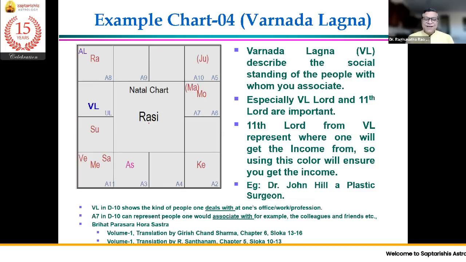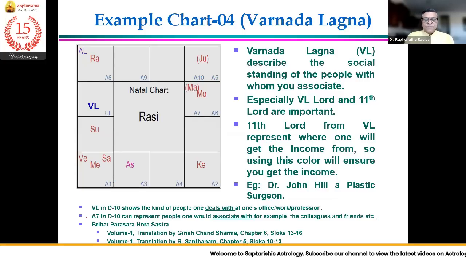If you really want to see whether somebody is making resources for living, I would take this right away. Look at this, especially the Varnada Lagna Lord and 11th Lord are important, right? The 11th Lord from Varnada Lagna represents where one will get income from. So using this color ensures they will get the income for eating, resources, right? The comfortable living. That's what we need to understand. The 11th house from Varnada Lagna. Varnada Lagna, uska Lord kaun hai? Kahan hai? Look at all these yogas, look at the combinations, identify the strong planet, suggest that color, wearing that color dress, right?